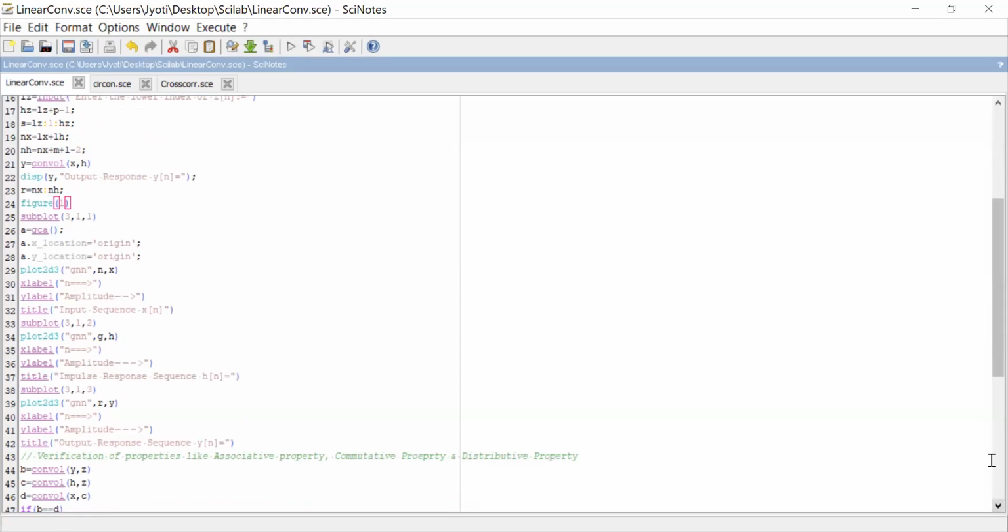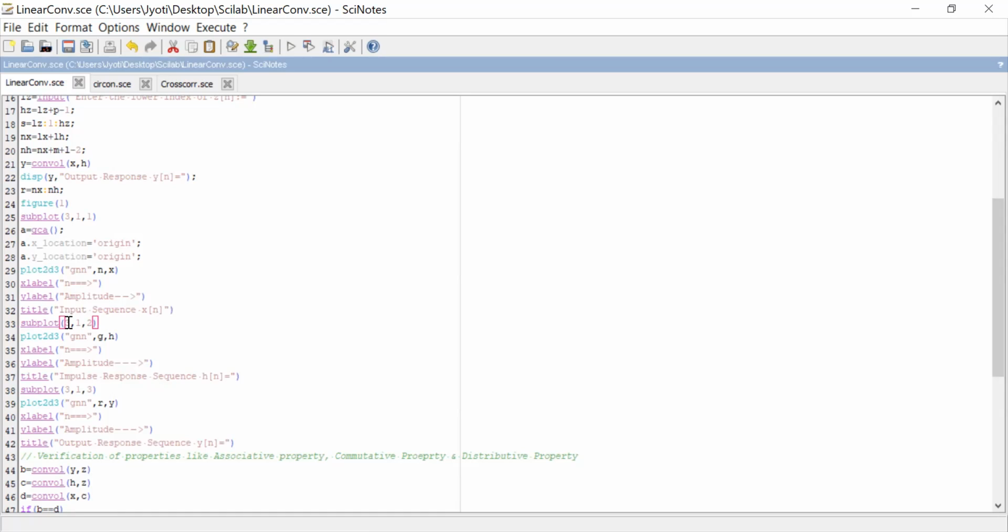Then how do we display the input sequence as well as the output sequence? For that we use figure 1, subplot 3, 1, 1. Subplot 3 means there are 3 rows and 1 column in that first figure. The first figure indicates the input x of n. Here a is equal to gca, x location and y location are at the origin, meaning the x-axis and y-axis will start at the origin position. Then it will plot x of n by varying the n value. Then we display x label, y label, and the title of that graph.